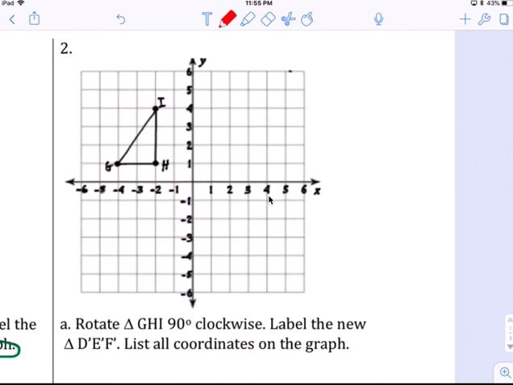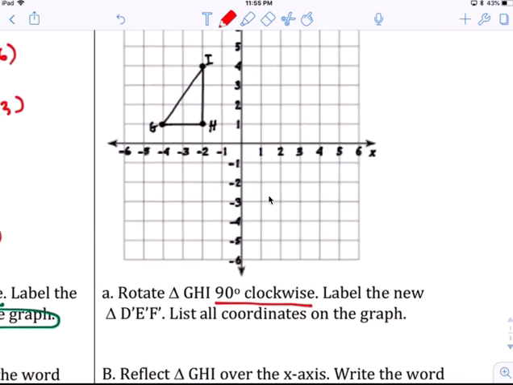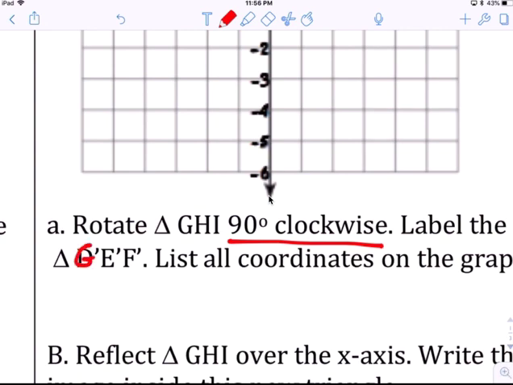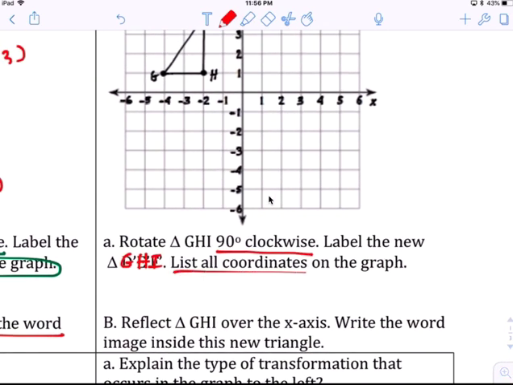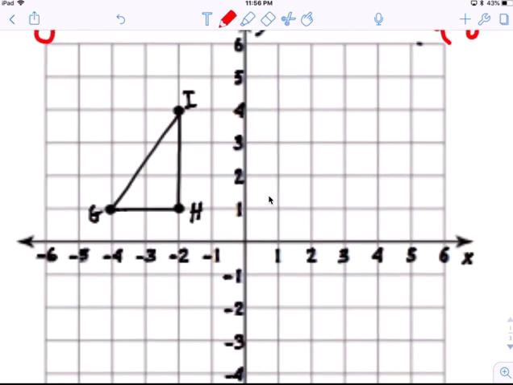Next one, rotate it 90 degrees clockwise. 90 degrees. So label the new triangle G prime, H prime, and I prime, okay? List all the coordinates on the graph. Okay. List all the coordinates. This is -2, 4, -2, 1, -4, 1.